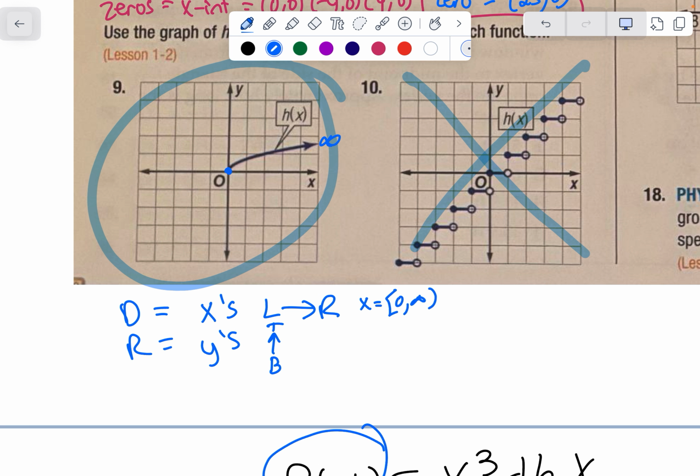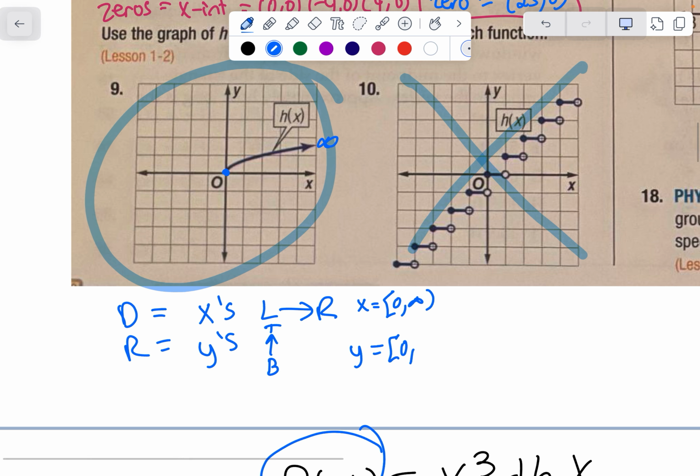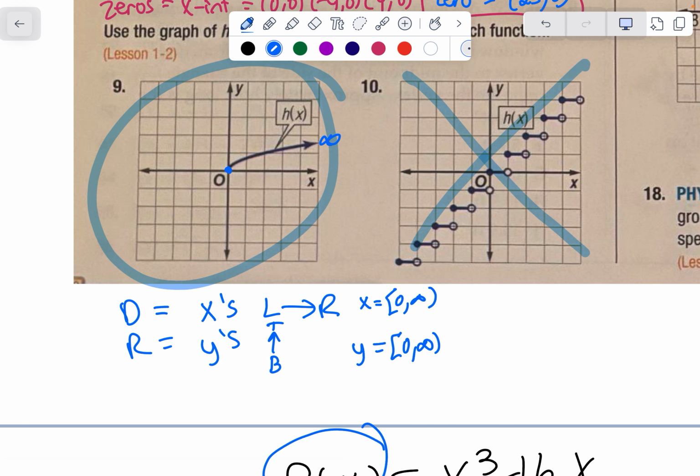It just so happens the lowest point is 0, and the highest point is infinity. That doesn't always happen that they're the same. That's kind of a unique case, but that's what happened for that one. Okay. So I will give you a graph. You will have to tell me the domain and range.